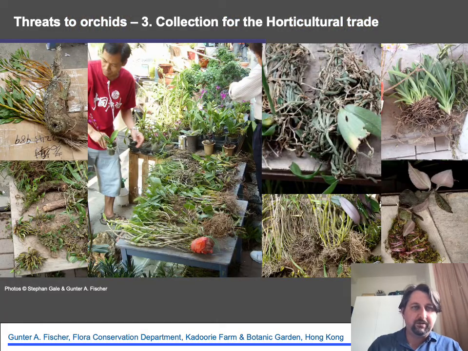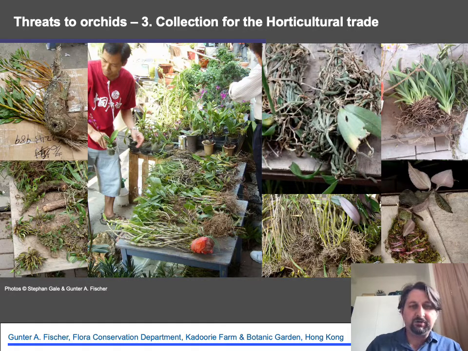Another threat to orchids is the collection for the horticultural trade. A lot of orchids have showy, attractive flowers throughout Asia, and very often the plants are collected locally and sold at roadsides to local traders, but also to traders who collect in larger quantities and often order from local villages orchids by the ton.